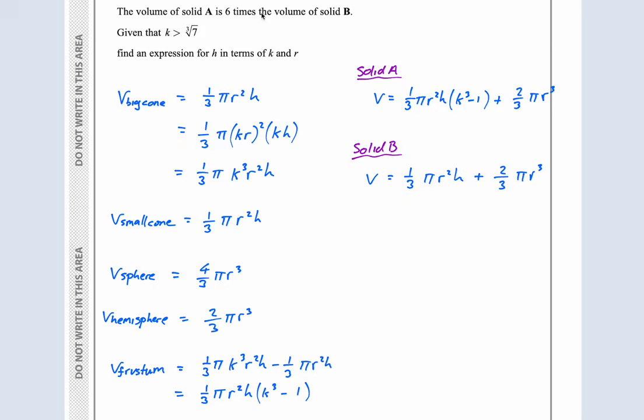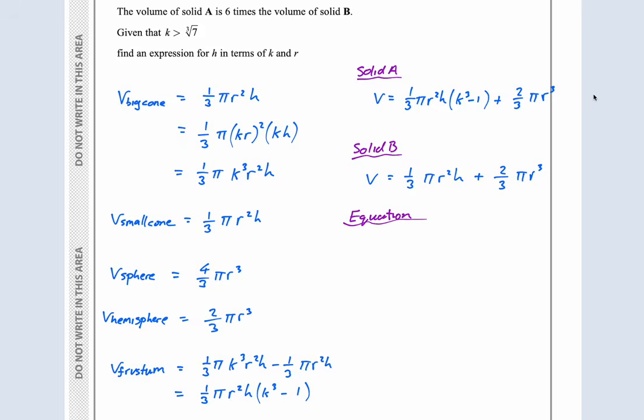Now he says the volume of solid A is 6 times the volume of solid B. Let's call this next step equation. We're going to equate this. The volume of solid A is equal to 6 times the volume of solid B.